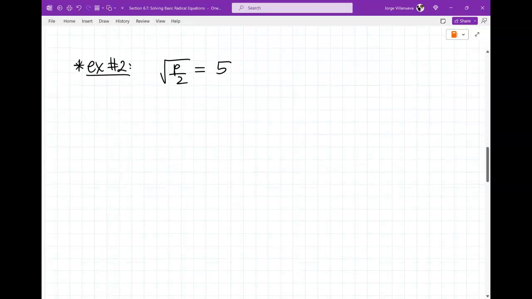So here's another one, because there are some that have fractions inside, which is okay. It's not a big deal. But example number 2 is the square root of p over 2, and that's equal to 5.